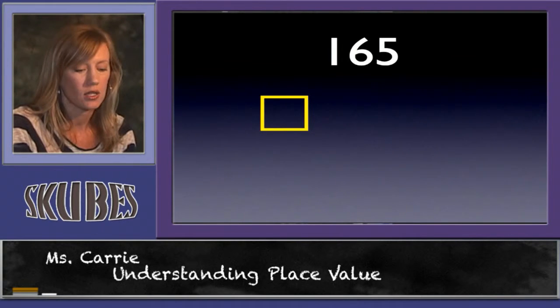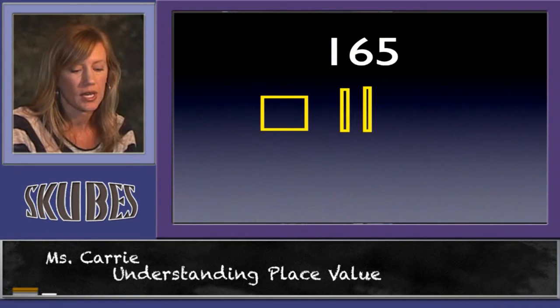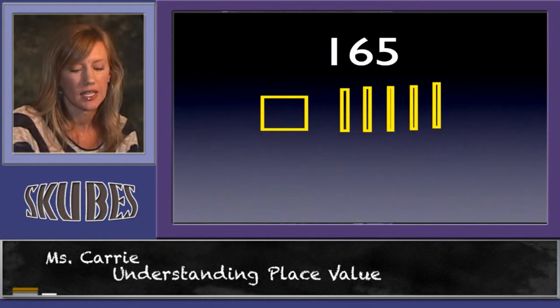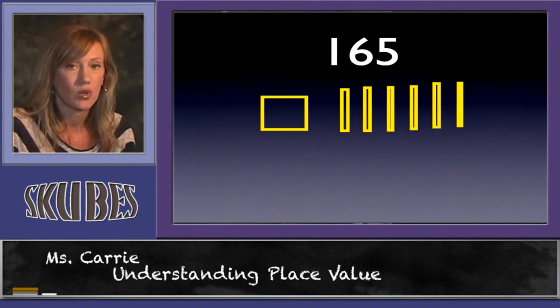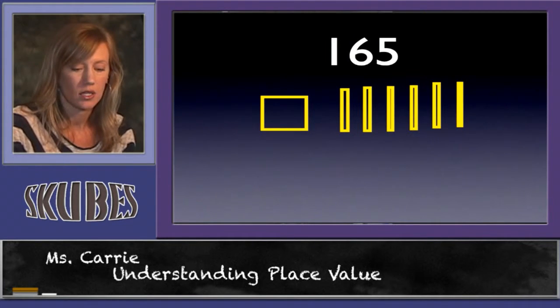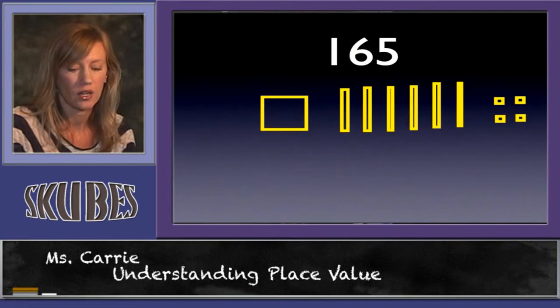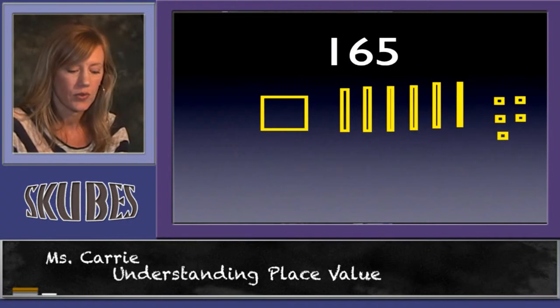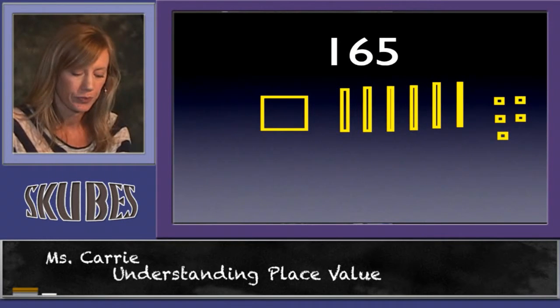So we draw 1, 2, 3, 4, 5, 6. And the 5 is in the ones place, so we'll draw 5 ones. 1, 2, 3, 4, 5. 165. Let's do this with another number.